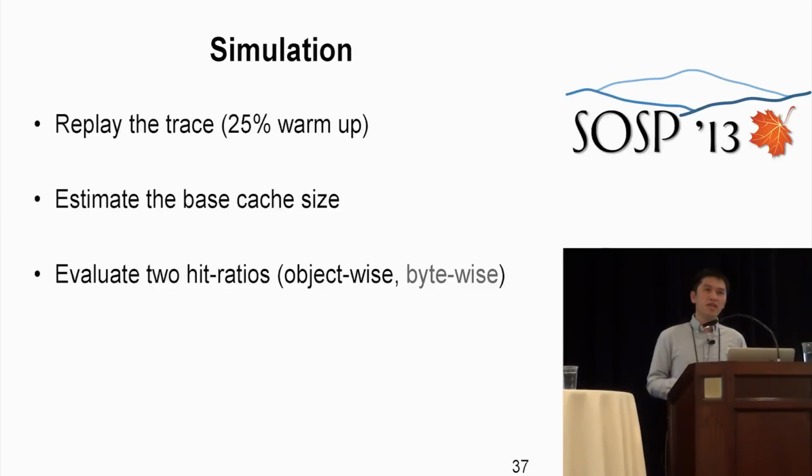It turns out to be tricky to estimate the current deployment size in our simulator because we're working on a limited set of photos. I'm going to show you how we overcome that problem. We evaluate hit ratio both object-wise and byte-wise, but in this talk, I only focus on object-wise.